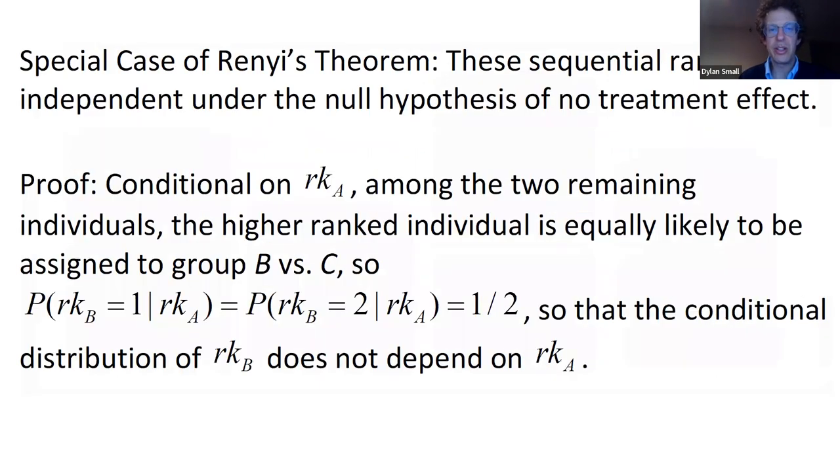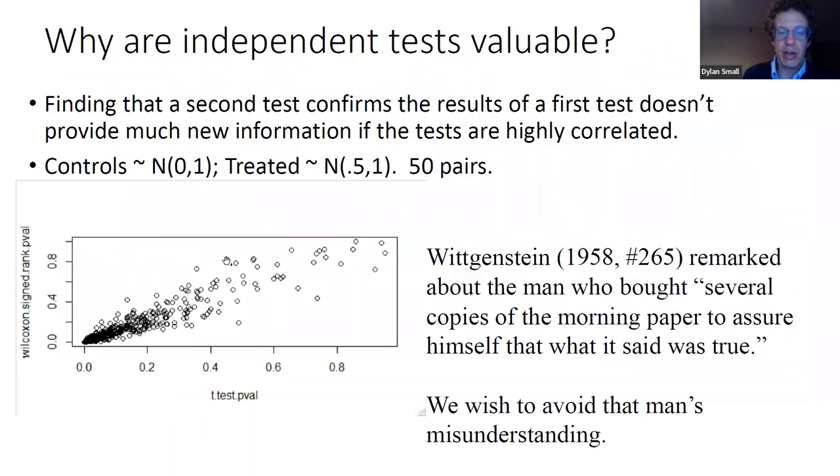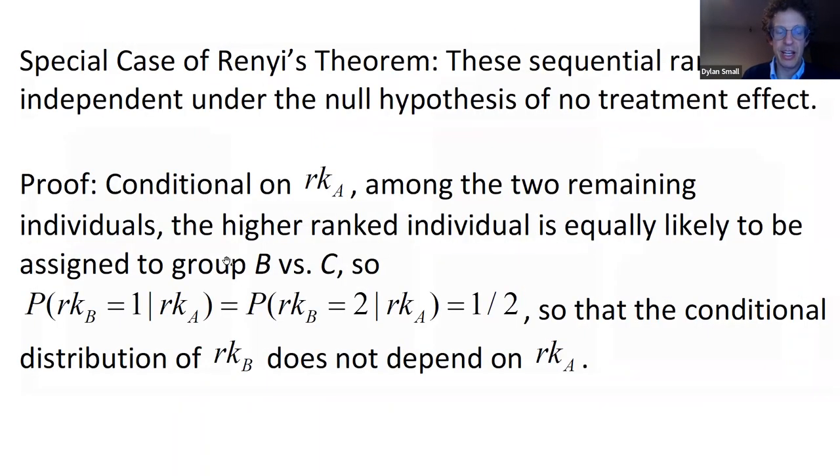So under the null hypothesis of no treatment effect, these two sequential ranks, whether they're computed from the same data, are independent. The proof is just that, if you condition on whoever got assigned to the control, among the two remaining individuals, if you had random assignment, the higher ranked individual with higher lead exposure, if there's no effect of lead, is equally likely to be assigned to group B or C. So the conditional distribution of rank B does not affect rank A. This is a special case of a theorem in probability, Renyi's theorem.